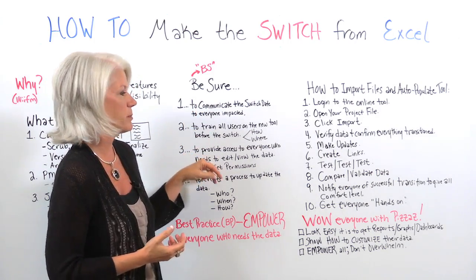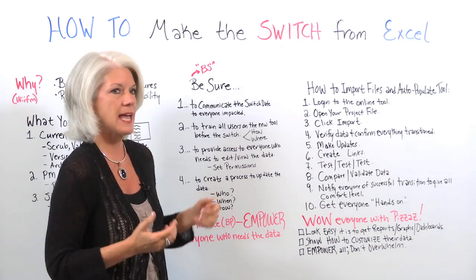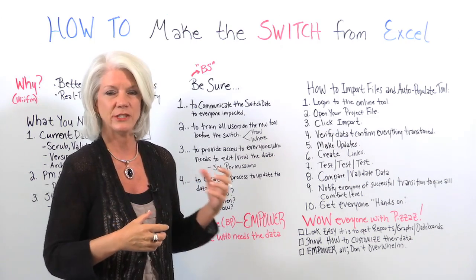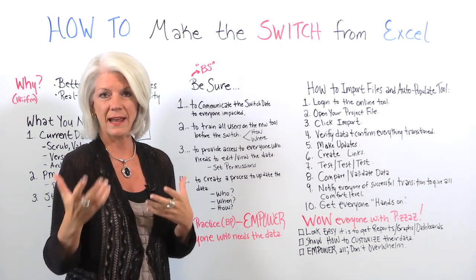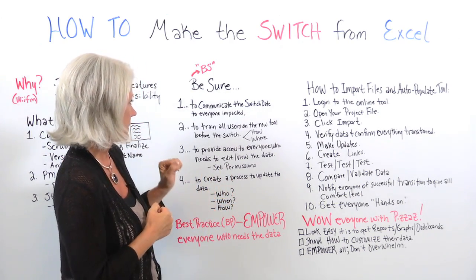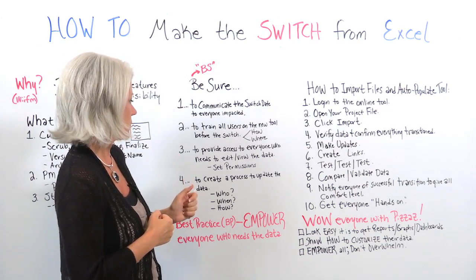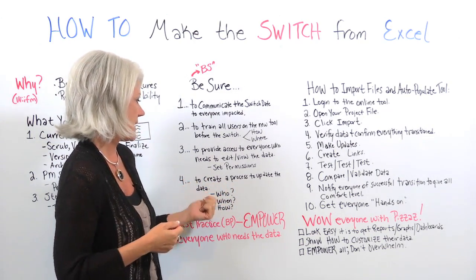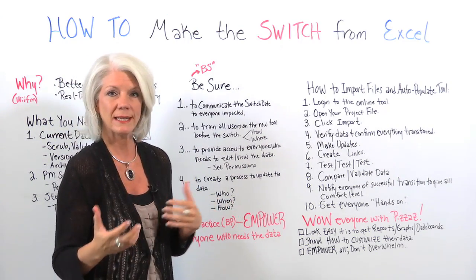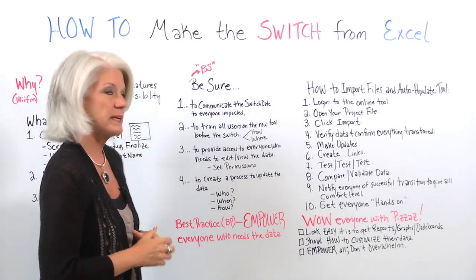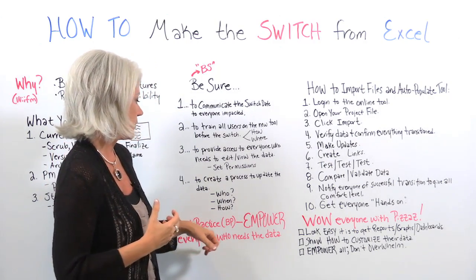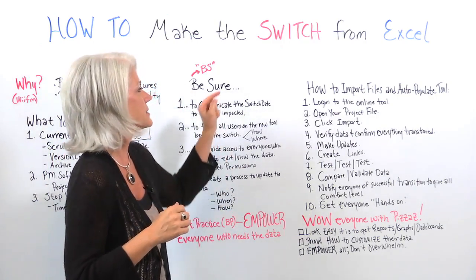You also want to be sure to provide access to everyone who needs to edit or view the data. You can actually set permissions. So some people you can allow to edit and change the data, and then some people you can give access just to view it, which is great for different types of members on your team or on your project. And last but not least, you want to be sure to create a process to update the data. You need to specify who updates the data. You need to specify when they update it and how. There's a best practice, I think, that we need to remember: what we're trying to do is empower everyone who needs the data.